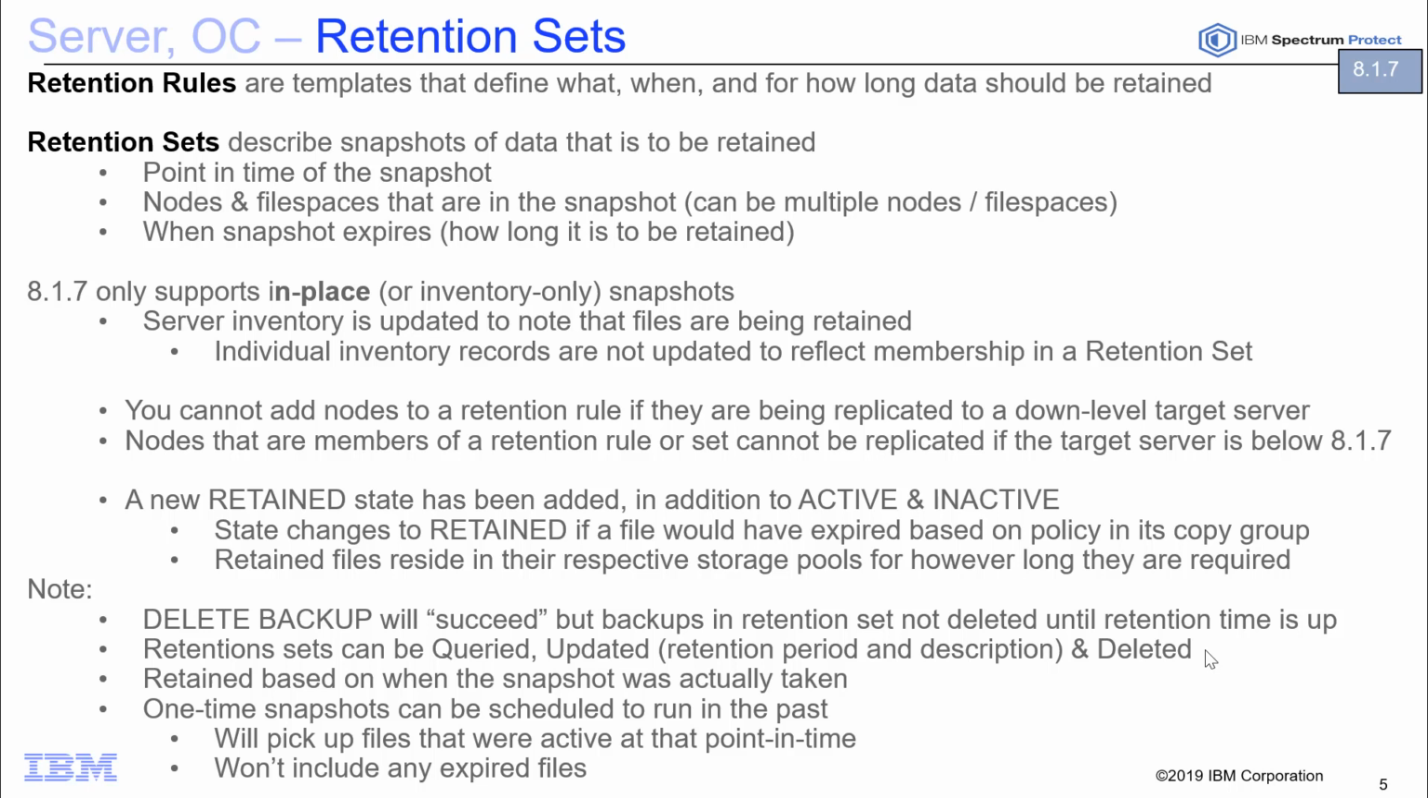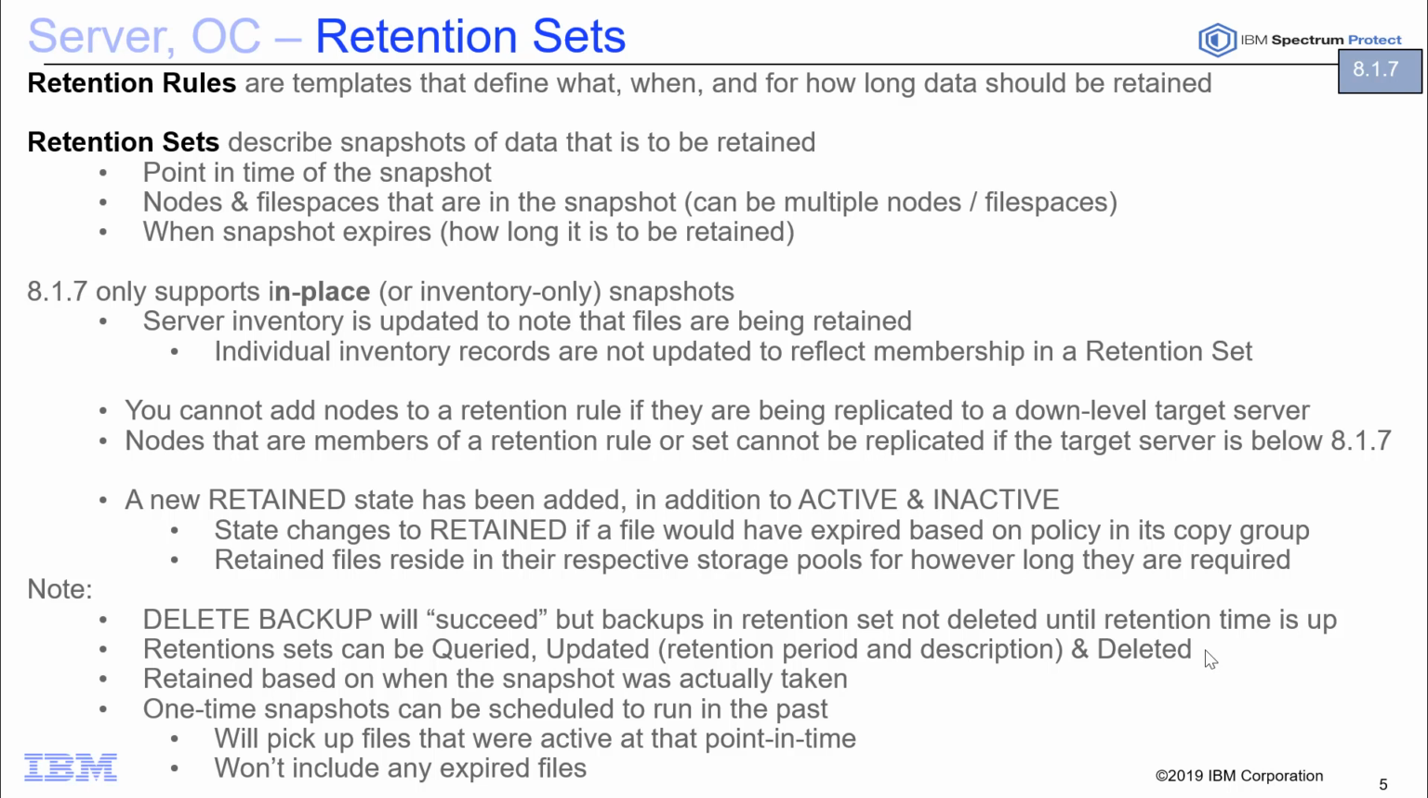You cannot add nodes to retention rules if they're being replicated to a down-level Spectrum Protect server, and nodes that are members of a retention rule or set cannot be replicated if that target server is also down-level. So 2 things to take note of. Inside of Spectrum Protect, when we have backup data, that backup data is either active, meaning it's the most recent version of a backup data, or it's inactive, meaning there's a newer version of that same file. We now have a retained state.